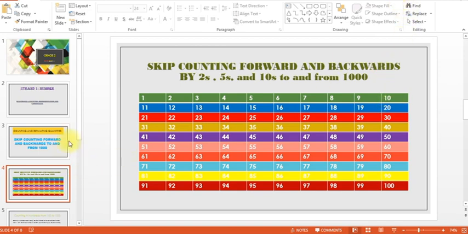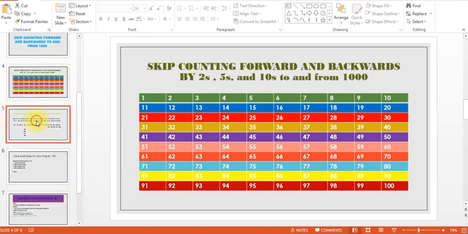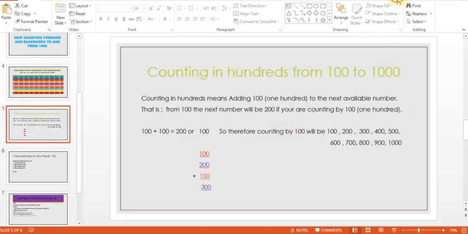Let's move on to the next slide. Under the next slide, we're looking at counting in hundreds from 100 to 1000. Have you heard about this before? That is how you can count from 100 to 1000. Now remember, if daddy gives you 100 CDs and asks you to double the 100 CDs, what are you going to get?